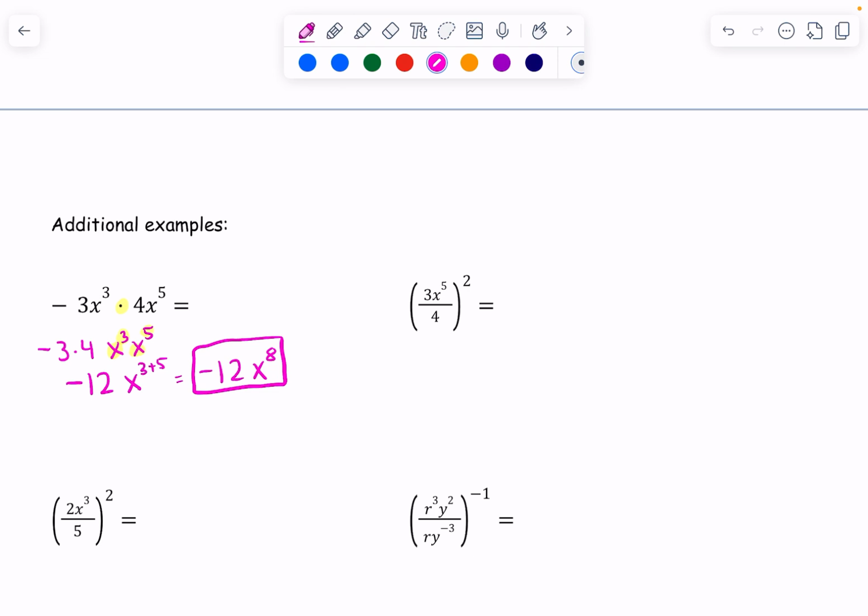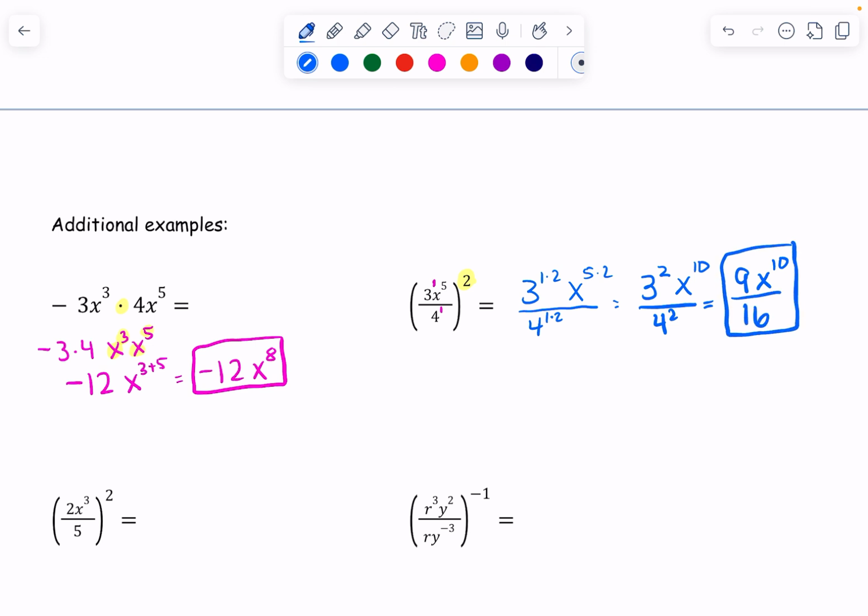Okay, so now that we have an exponent on the outside of a fraction, this exponent needs to go to every exponent. Well, the 3 being a base has an exponent 1, and the 4 being a base has an exponent 1. So basically what we have is 3 to the 1 times 2, x to the 5 times 2, over 4 to the 1 times 2. So this would be 3 squared x to the 10th over 4 squared. Well, we have to simplify that a little bit. So we get 9x to the 10th over 16. And that would be our solution.